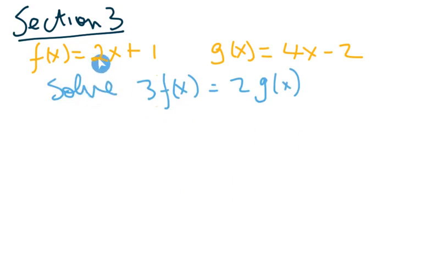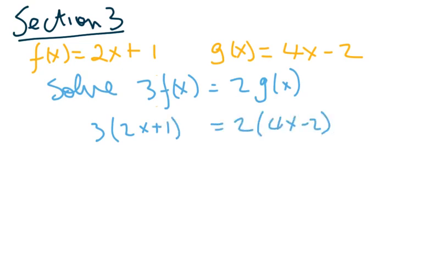Now, this is the same function as we had on the previous screen, but this time what you're asked to solve is slightly more complex. They say solve 3 times f of x is equal to 2 times g of x. So what I'm going to do is go 3 times 2x plus 1 is equal to 2 times 4x minus 2. And now I'm trying to solve 6x plus 3 is equal to 8x minus 4.